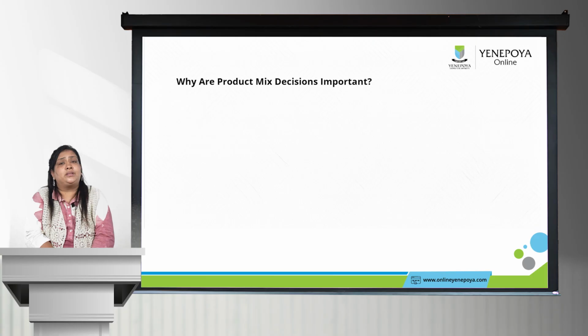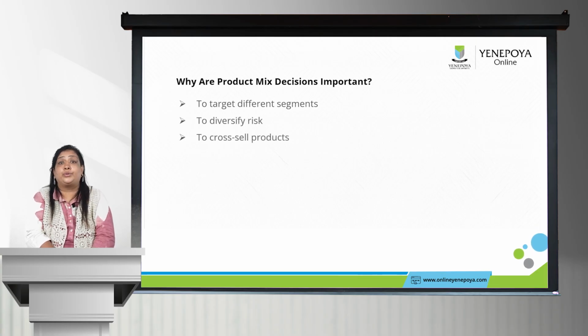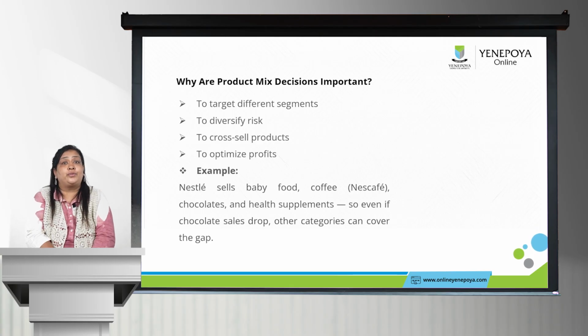Why are product mix decisions important here? Important in the marketing field. It is important to target different segments, to diversify risk, to cross-sell products, and also to optimize profit. Example, Nestle sells baby food, coffee, chocolates, and health supplements. So even if chocolate sales drop, other categories can cover the gap.